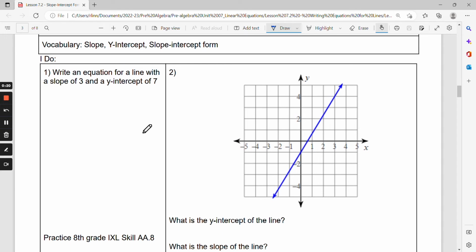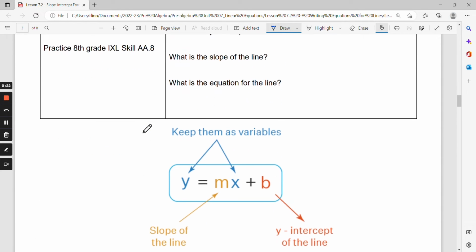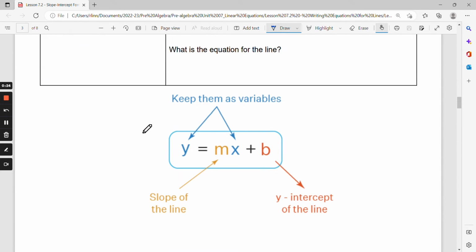Now, when we're writing equations in slope-intercept form, our slope-intercept form is y equals mx plus b. So this is one of the most important equations that we're going to learn in 8th grade. And this y equals mx plus b means that y, which is our output, is equal to the slope of the line, that variable m, which is why we use m equals rise over run, times x plus b. And b is our y-intercept.